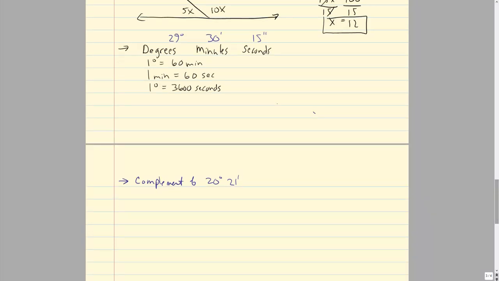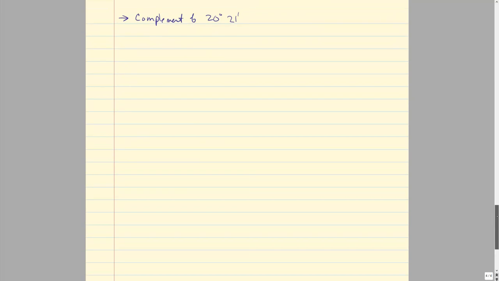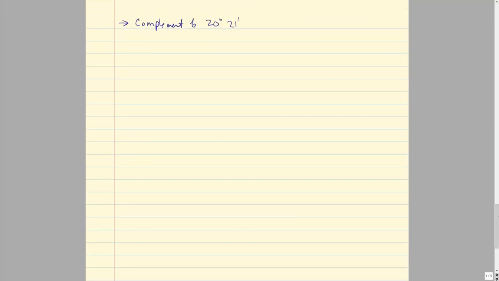So let's find the complement to 20 degrees, 21 minutes. There's a couple different ways that we can do this. We know a complement is 90 degrees. I should be able to rewrite 90 degrees as 89 degrees and 60 minutes. And the reason we're splitting this down into 60 minutes is up here, I'm going to 60. And then I can subtract 20 degrees, 21 minutes.